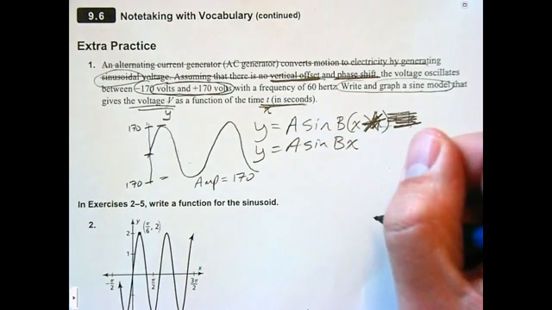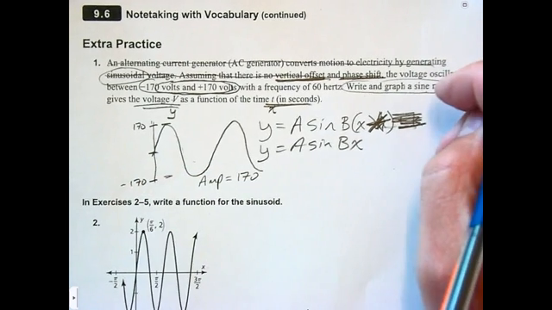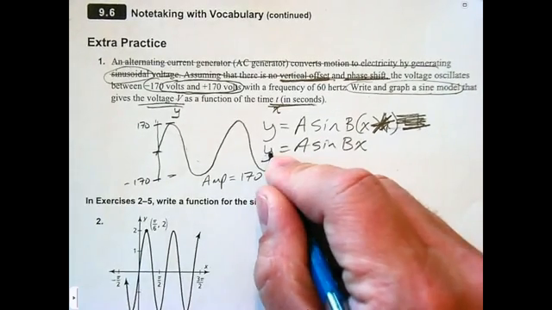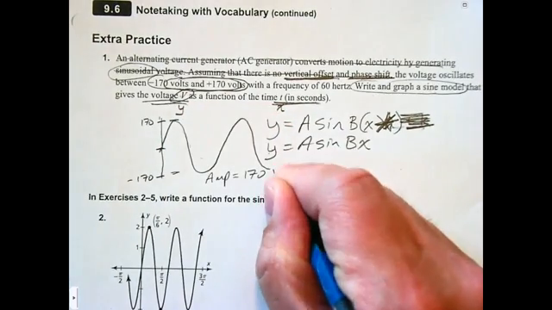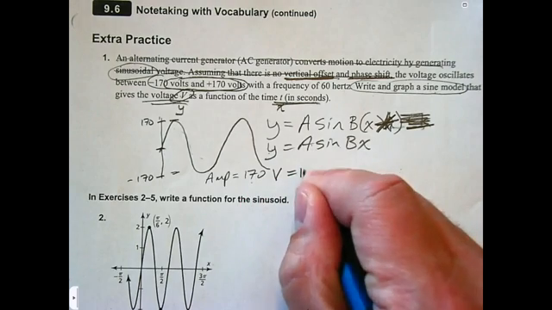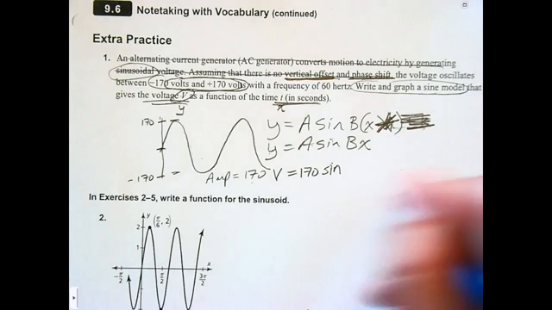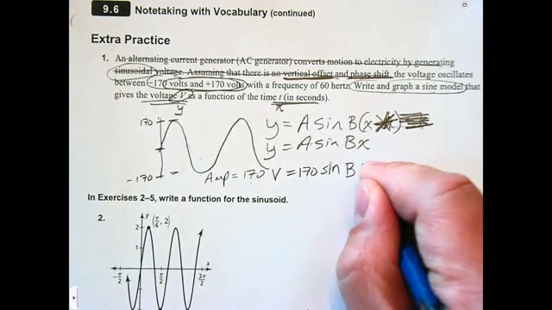Okay? Yes, this is negative. All right, so let's put a few things together here. We know that y is not y, it's actually v. We know that a is not a, it's actually 170. We know that sine is sine. We don't know b yet, and we know x is not x, it's actually t.